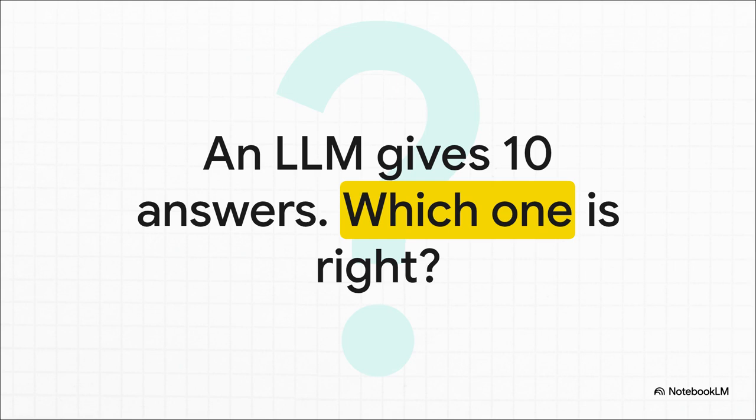You've definitely been here. You give a model a tricky reasoning problem, you tell it to generate, say, 10 different potential solutions to boost your odds, and you get back a whole smorgasbord of different answers. So the million-dollar question becomes, which one do you actually trust? And that, right there, is the heart of the problem we're digging into today.